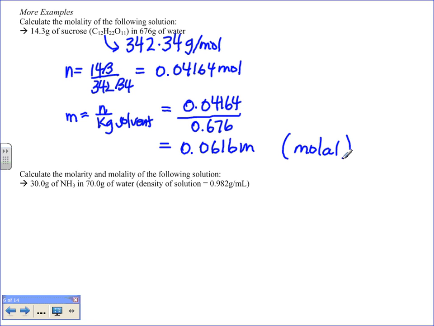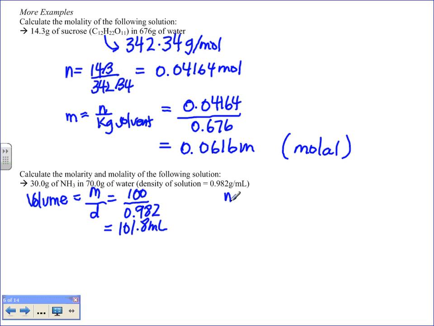To calculate the molarity, we actually need the volume of solution. That's why the density is given. The volume of the solution is the mass divided by the density. When we consider the mass of the entire solution, we need to take the total, so it's 100 grams, and the density is 0.982. So you've got 101.8 milliliters of solution.